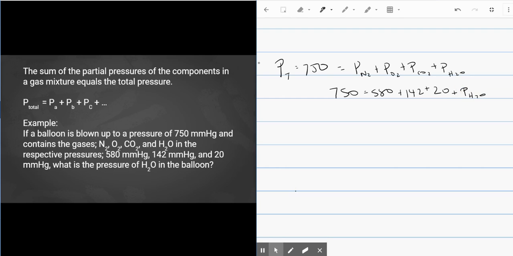And so to solve for the pressure of water, we're just going to subtract all of these. Pressure of H2O, I'm moving it to the left side of the equal sign, so I'm just flip-flopping the two around here. Okay, so if you add these together and subtract, you are going to find that the pressure of water in this balloon is going to be 8 millimeters of mercury. All right.